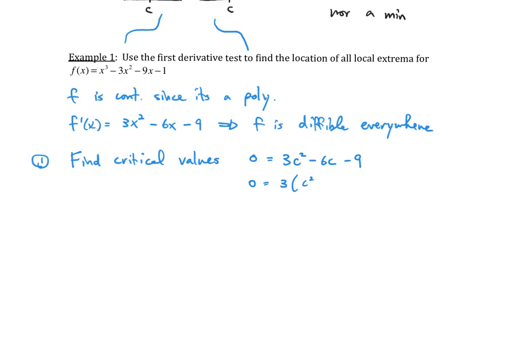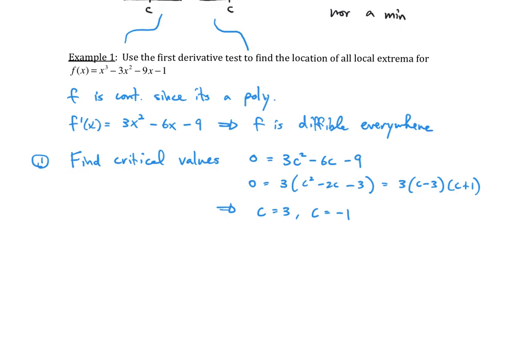I'm going to get c squared minus 2c minus 3, like this. And that further factors as 3 times c minus 3, c plus 1. Okay, so this tells me that my critical values are going to be c equal to 3 and c equal to -1. So I have 2 critical values. And you can see I put a 1 here because that's like the first step of my process.